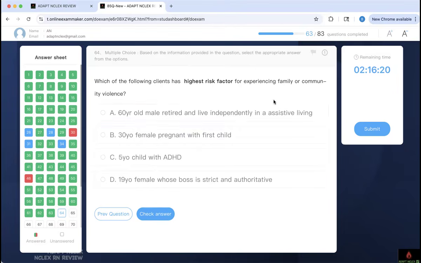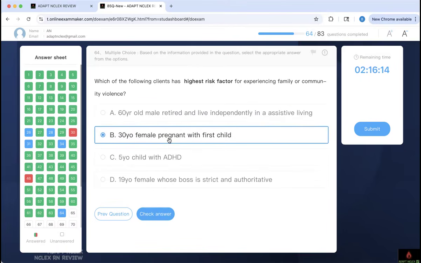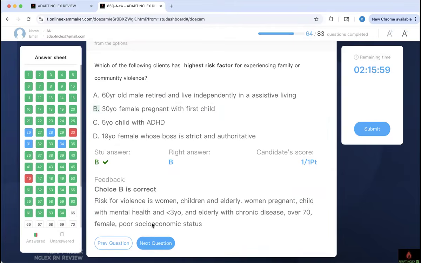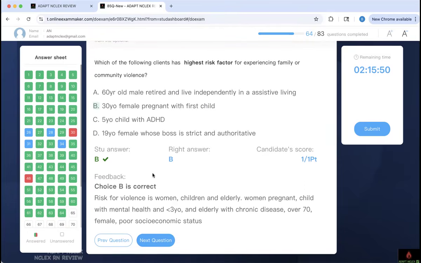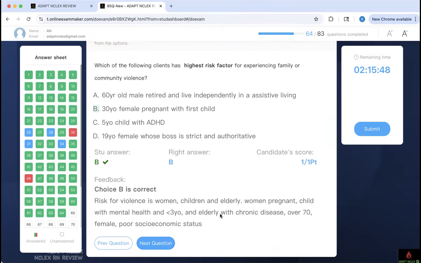The 60-year-old is retired but living in assisted living, so there are people around. The pregnant patient is alone with the first child, right? Female pregnant with the first child is more likely to be abused. ADHD patient, no. And just because your boss is strict and authoritative doesn't mean you're going to get abused. It's just a strategy to trap you into picking that answer choice. But what do you care about? Violence is more common in women, children, and elderly. A pregnant lady, a child with mental health issues, or a kid who is less than 3 years old are more likely. And then the patient who has a chronic disease. So these are conditions that can do that.